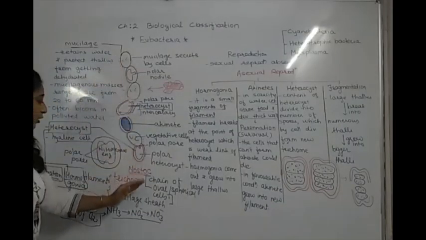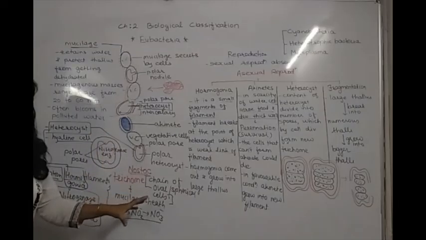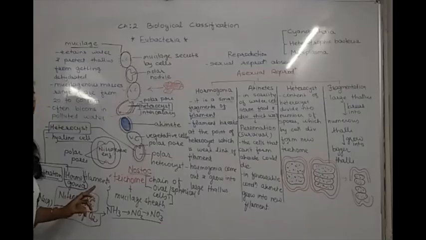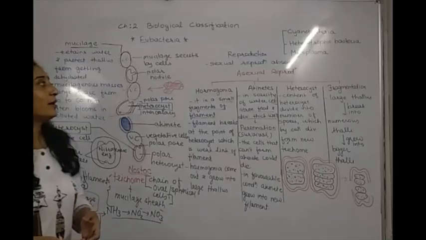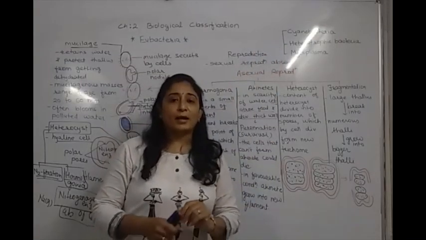Okay? The trichome is the chain of round, oval or spherical cells, along with the mucilaginous sheath, called the filament. So in the next lecture we will discuss heterotrophic bacteria and the mycoplasma.